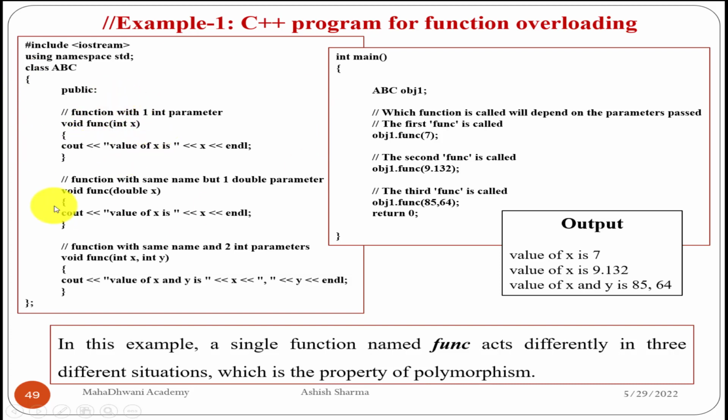Now we write the definition into it. Inside the definition we have written cout, "value of x is". This is only the cout object to display the output on the screen, and then we close the function body.